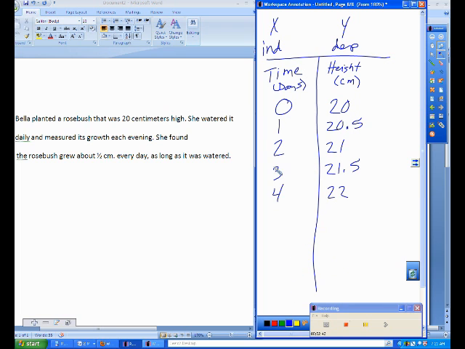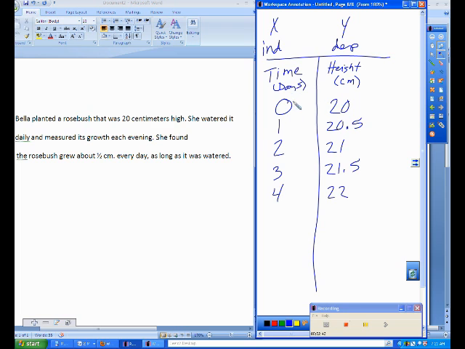So my independent variable is my X variable, and it goes on the left. My independent variable is the number of days that it's watered. My dependent variable is the height, which means how many centimeters tall the plant is. So we've just taken this information and turned it into a table of values, which sometimes you will do.